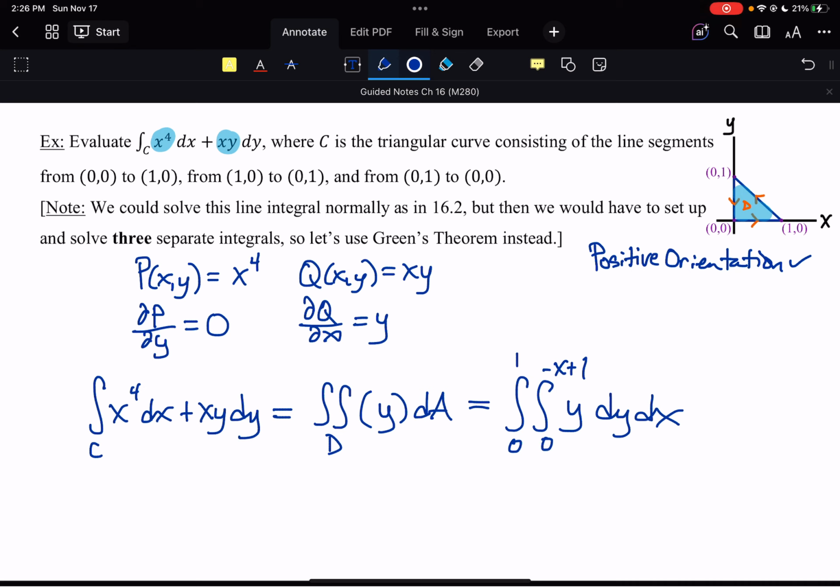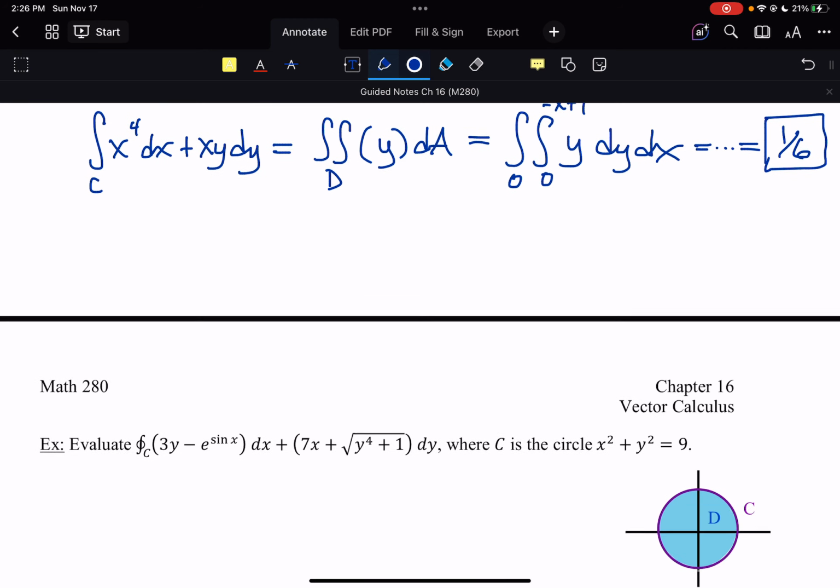Okay. And then this double integral is something that we can calculate from the previous chapter, so I'll leave that as an exercise. This ends up giving us 1/6. So we were able to find the value of the line integral simply by evaluating the double integral over the region that the curve is bounding. Let's take a look at the next example.